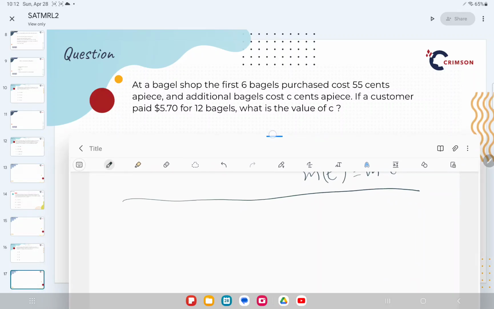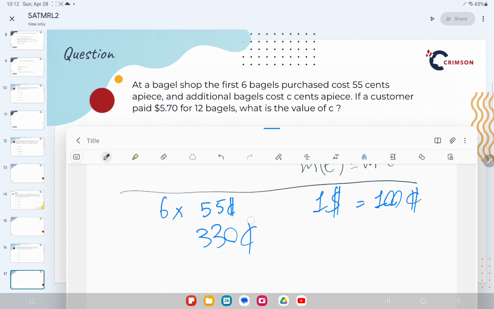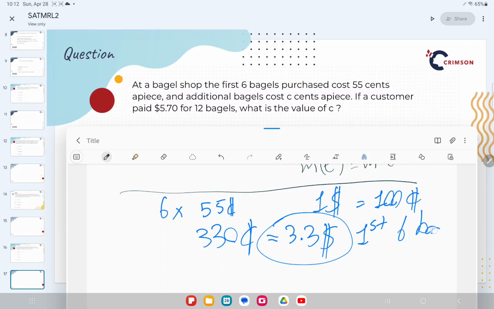Okay, easy one. Now, at a bagel shop, the first six, I'm going to buy 6 bagels at 55 cents. Now, $1 is 100 cents. So 6 times 55 is 330 cents, so $3.3. Now, I know these are the first 6 bagels.